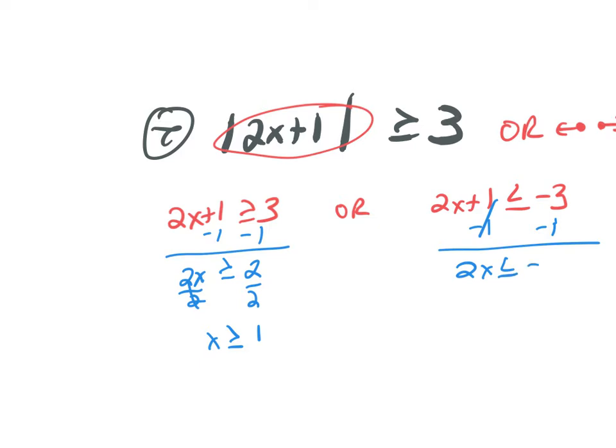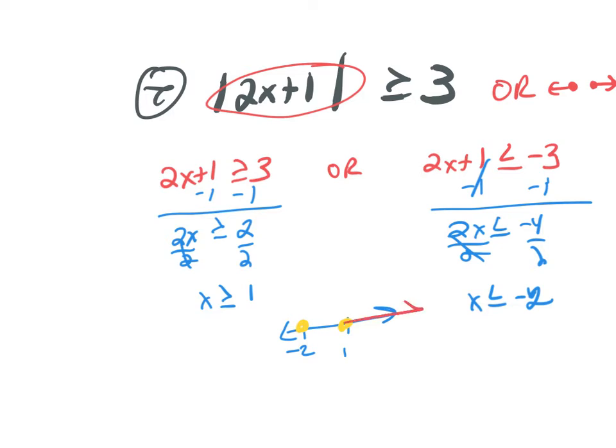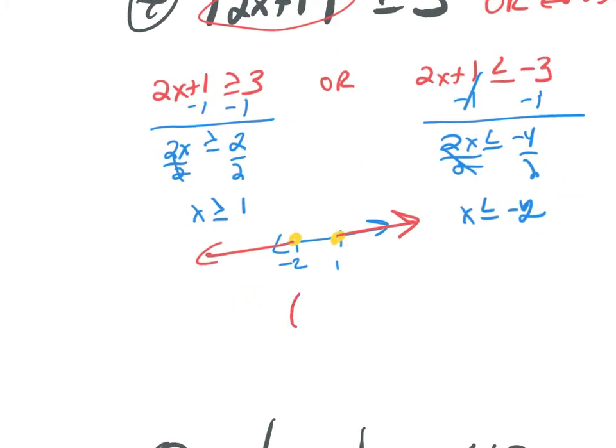2x is less than or equal to negative 4. Divide by 2. X is less than or equal to negative 2. So my quick little picture: negative 2 and 1, I have closed dots at both. So I have x is greater than or equal to 1 or less than or equal to negative 2. So I'd have negative infinity to negative 2, union 1 to infinity.